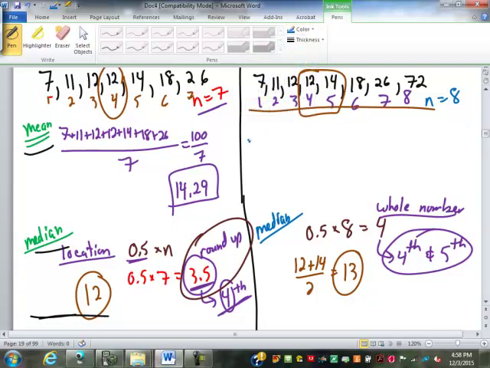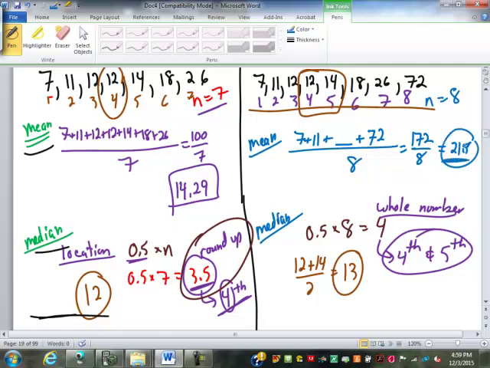Let's go back to the mean. If we add those all up, we get 172. Divided by 8 is going to give us 21.5, correct? Okay, now let's look at this. Over here, we had a median of 12. I added this one really large number of 72. The median jumped up to 13. Not a big change, right?